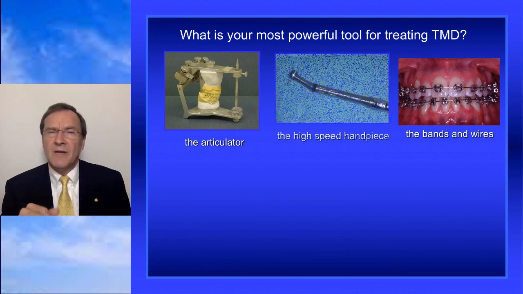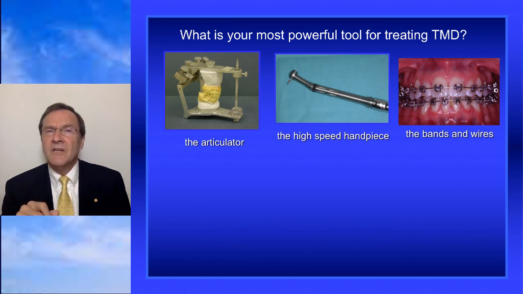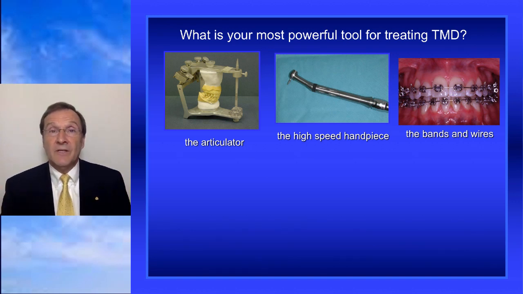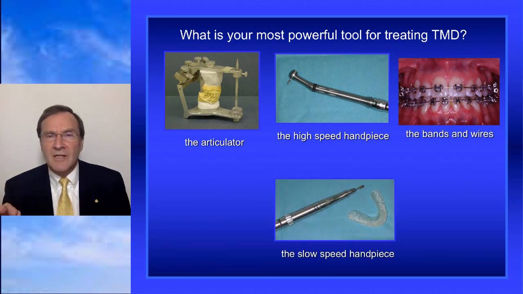Somebody else will say, well, not in my practice. My practice is a high-speed handpiece. You give me a high-speed handpiece, let me adjust these teeth, or let me cut them down and put new teeth in there. That's how I treat patients. I'm a prosthodontist. I rebuild their mouth. That's how I treat TMD patients. It's my most powerful tool. So I said, well, you know, not in my practice. My practice is a slow speed handpiece. You give me some slow speed handpiece with some acrylic, and I can make an appliance. An appliance is how I treat patients. It's my most powerful tool.